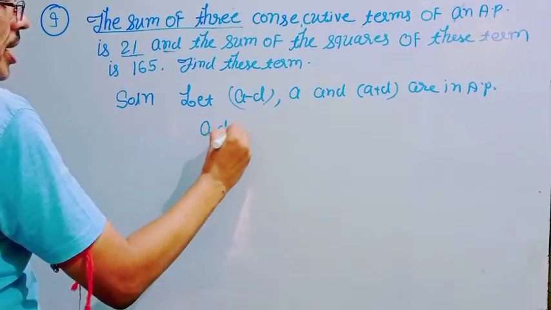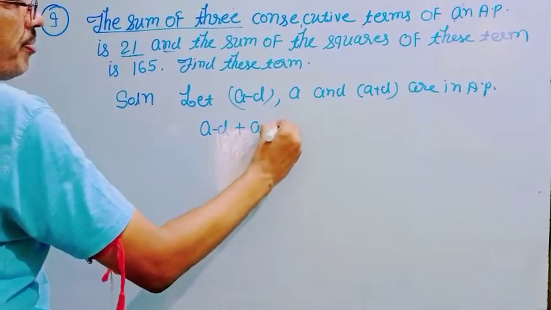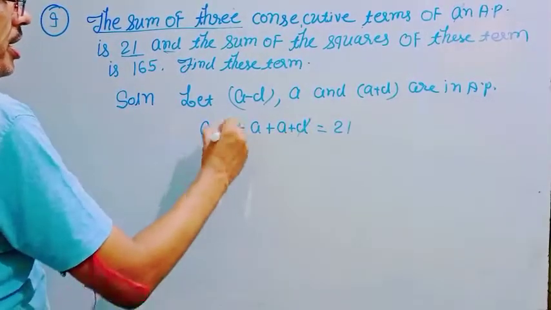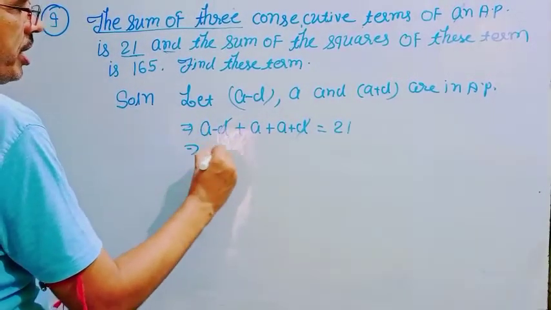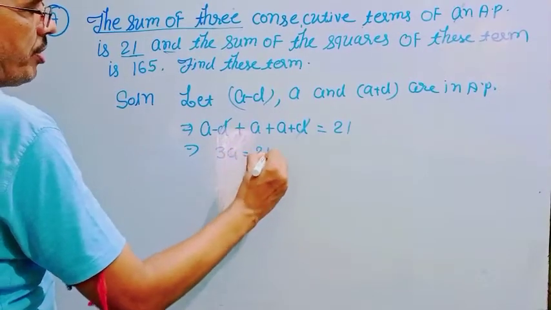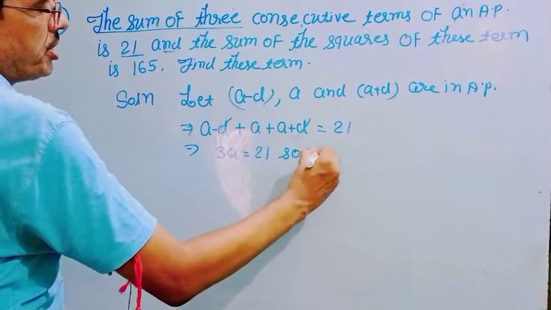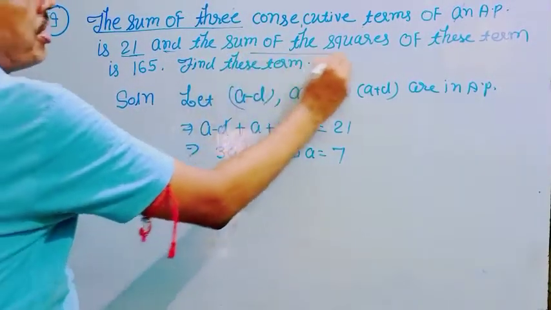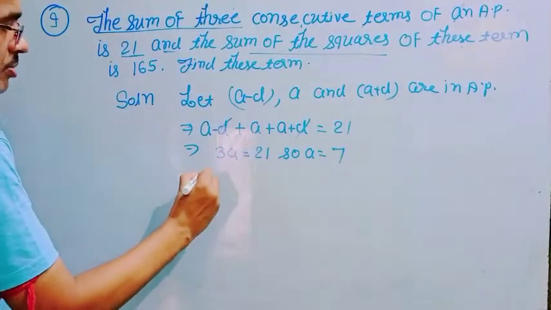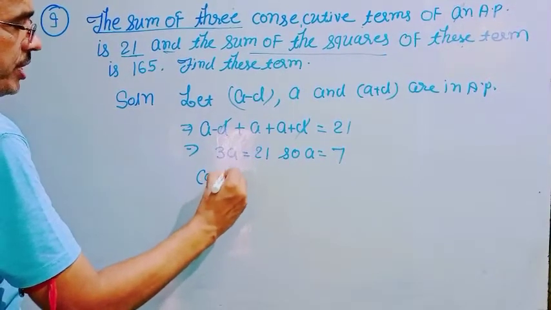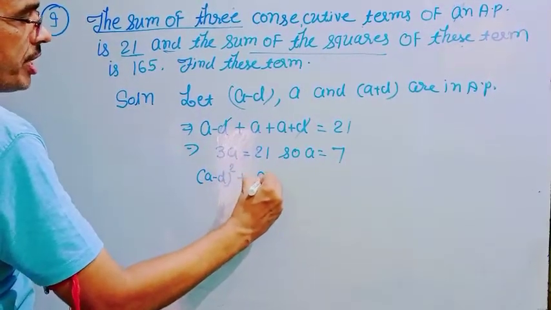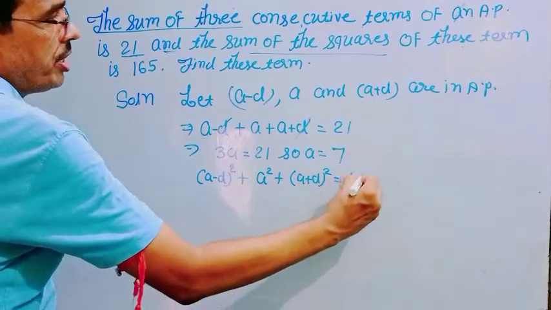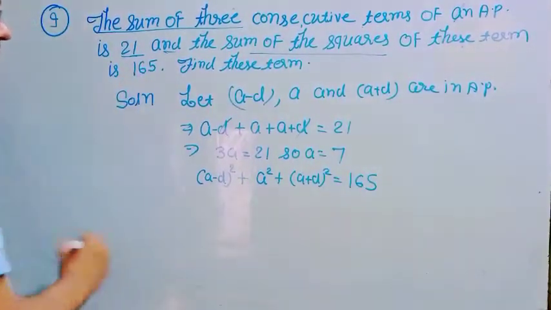So A minus D plus A plus A plus D is 21. Here D and D cancel. Then 3A is equal to 21, so A is equal to 7. Now the second condition is the sum of squares. It means the square of A minus D, next A squared, and third, A plus D whole squared, is equal to 165.